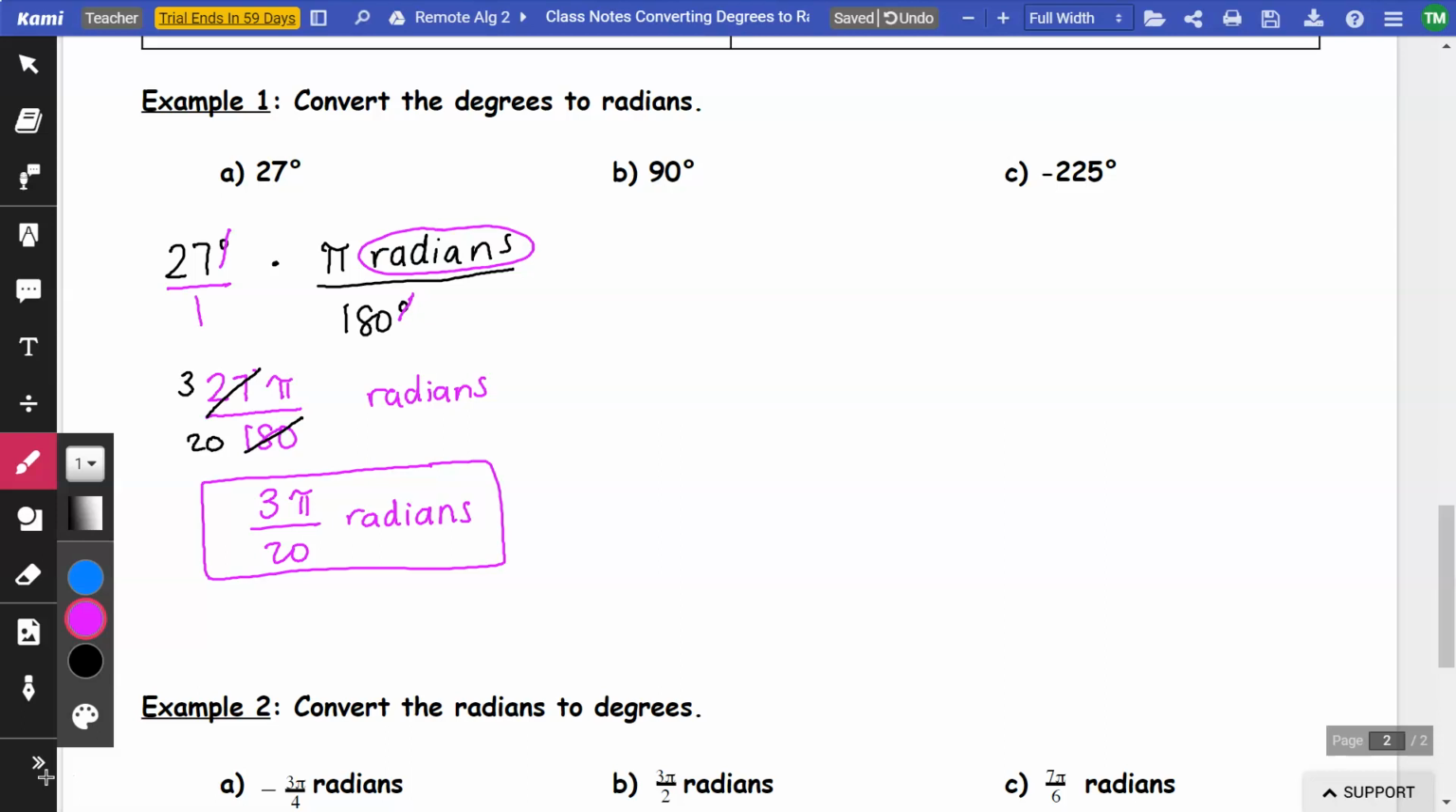So why don't you go ahead and convert 90 degrees and negative 225 degrees into radians. Press pause on the video and then press play when you're ready to check your answers.